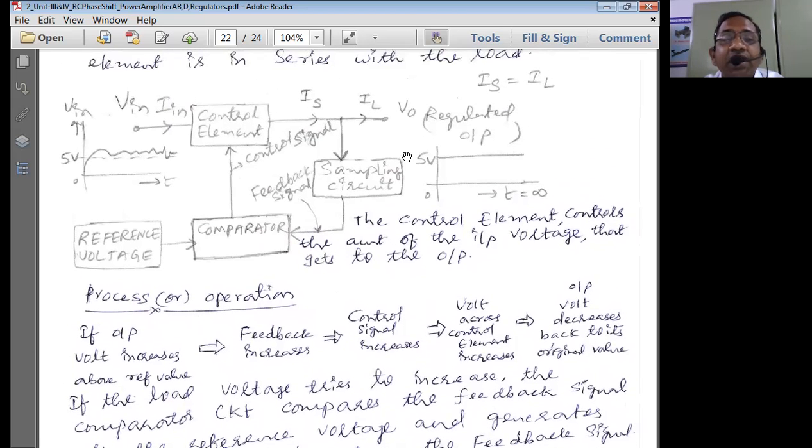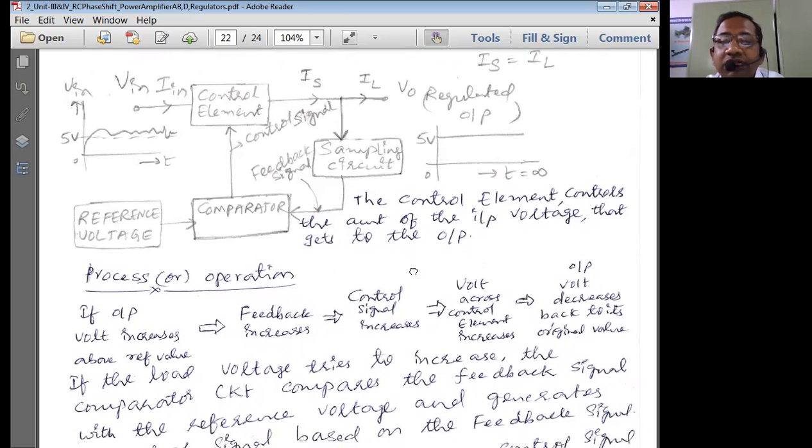If feedback increases, the control signal we apply should also increase. That means if the output voltage increases, the feedback signal should increase, so it should sample more current. If it samples more current, the control signal we apply to the control element is also going to increase. Now here we use the negative feedback concept. Negative feedback means what? If this is IN, and the feedback control signal current is IF, the input signal is IN, so IN minus IF is going to be the output.